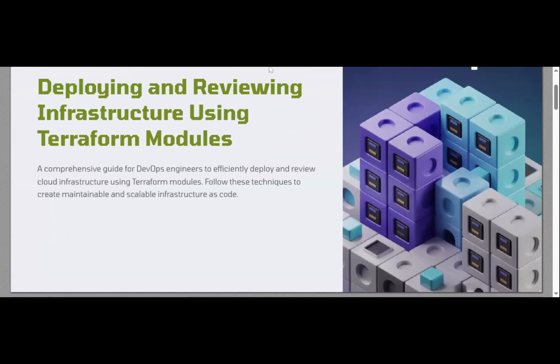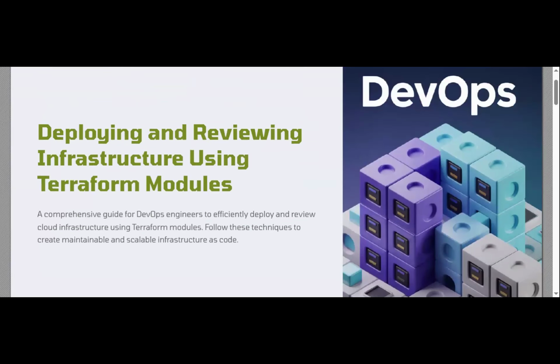Next, deploying and reviewing. Deploying means what? Deploying means generally we run our deploy command. We use this deploy command in Jenkins actually. Deploying means we are launching something, we are launching our application on top of something, correct?